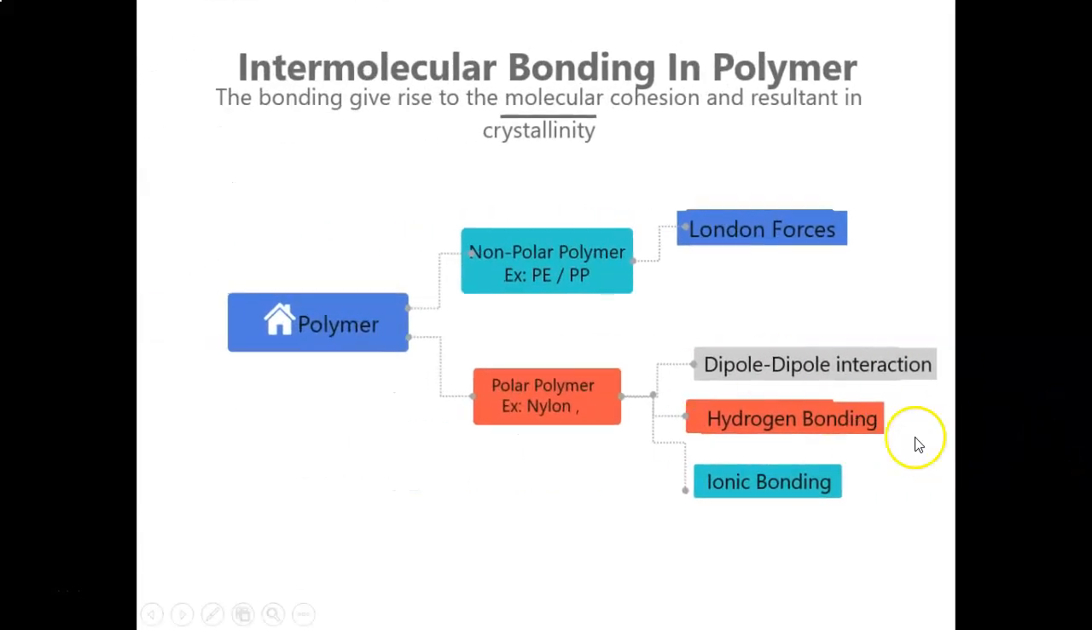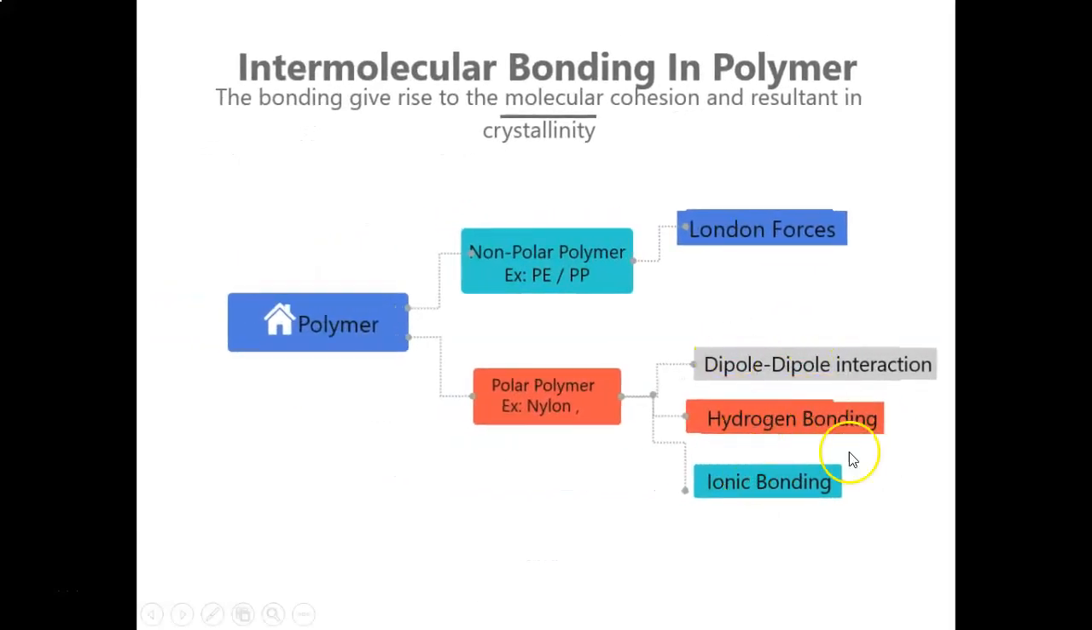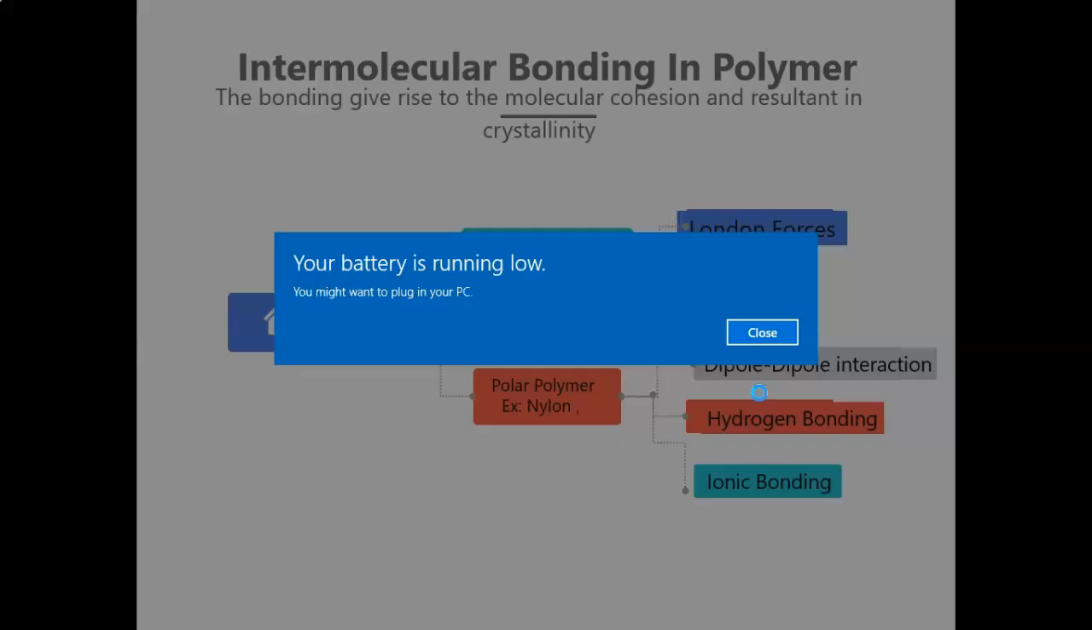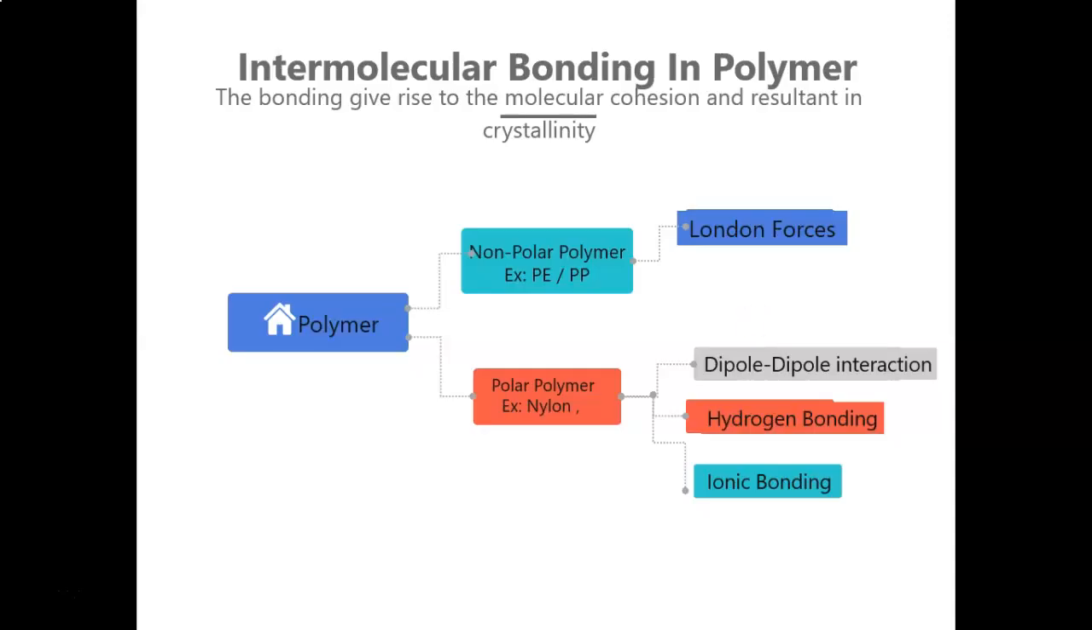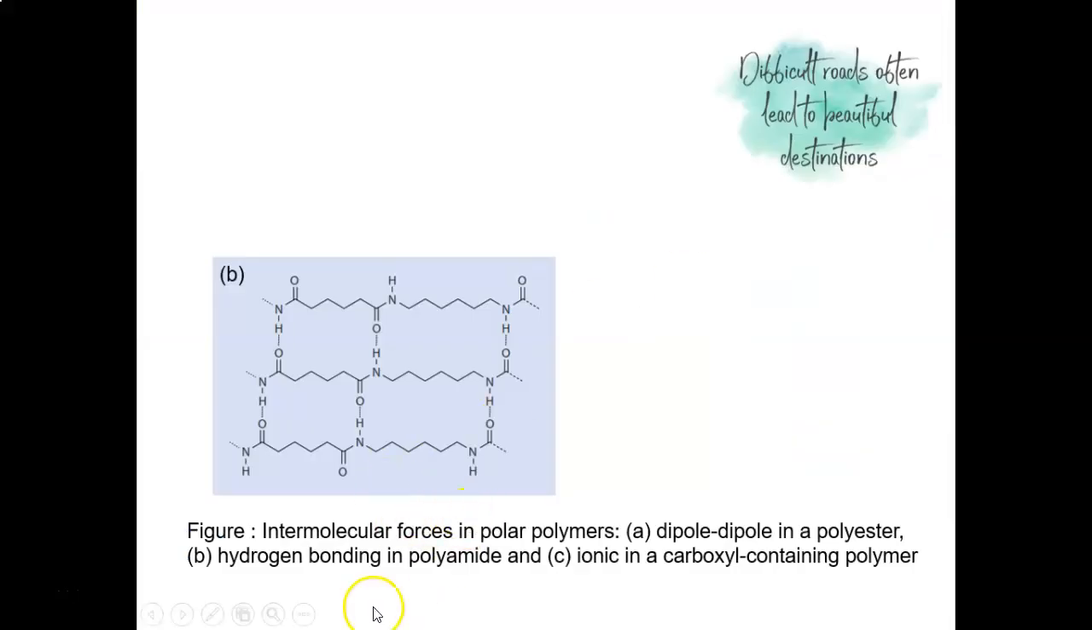So dipole interaction and hydrogen bonding are secondary forces, and the ionic bonding is the primary force. We focus on the dipole and hydrogen bonding, because the dipole, hydrogen bonding and also the van der Waals are very important, because they affect the thermal transition, crystallinity and melt viscosity. This is the intermolecular forces in polar polymer.